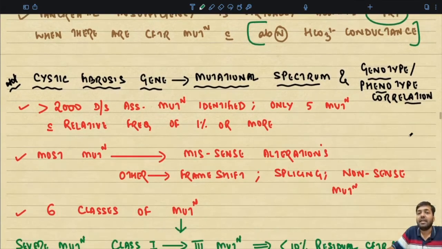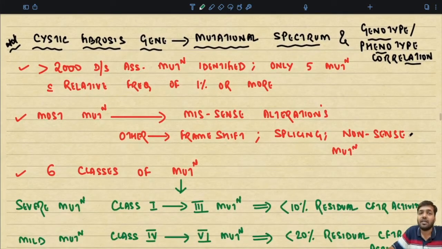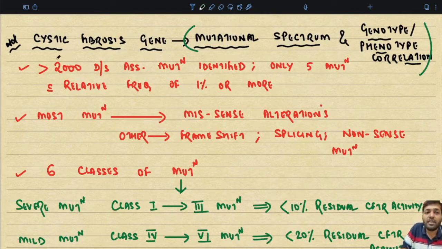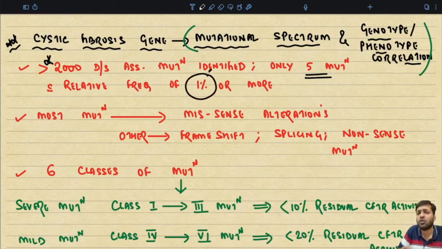Now we are going to discuss the cystic fibrosis gene, the mutational spectrum and the different classes of mutations that we see in cystic fibrosis. So let us discuss this part in detail. More than 2000 disease associated mutations have been identified, but only 5 mutations have a relative frequency of 1% or more. So although so many mutations are there, only a few are clinically relevant.